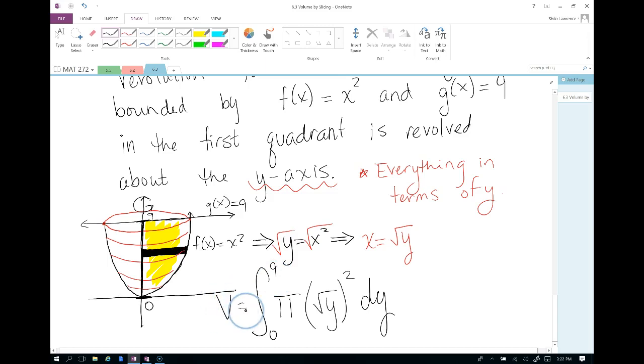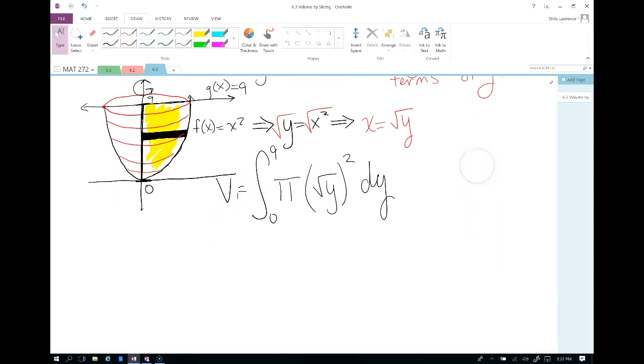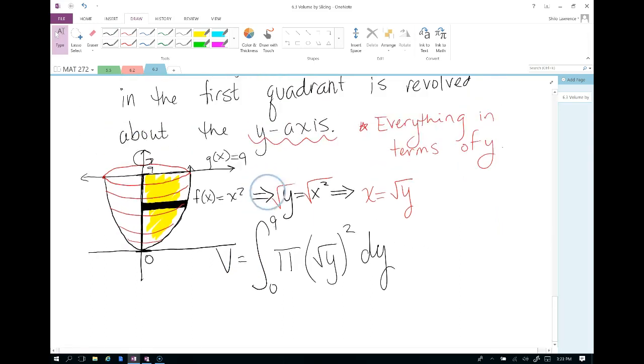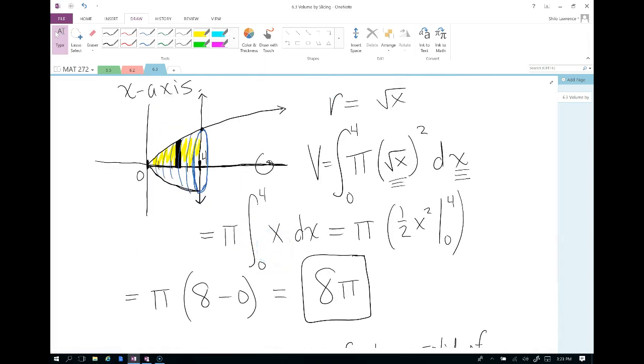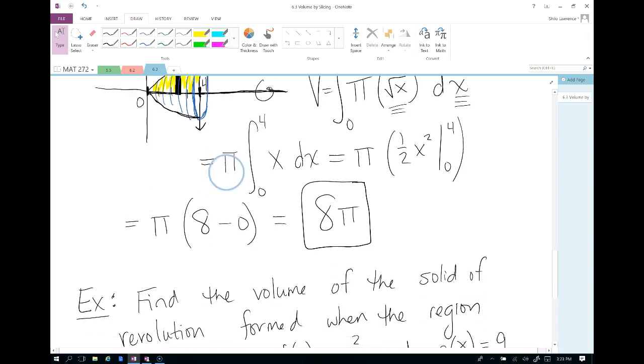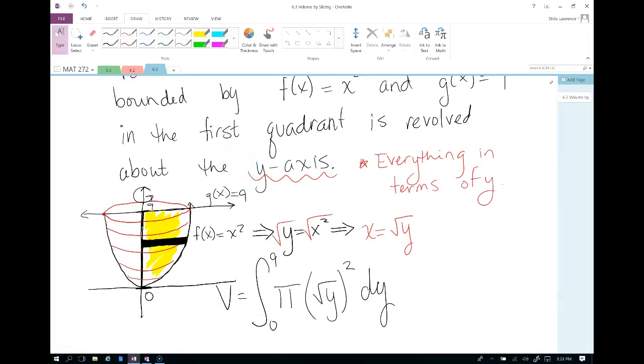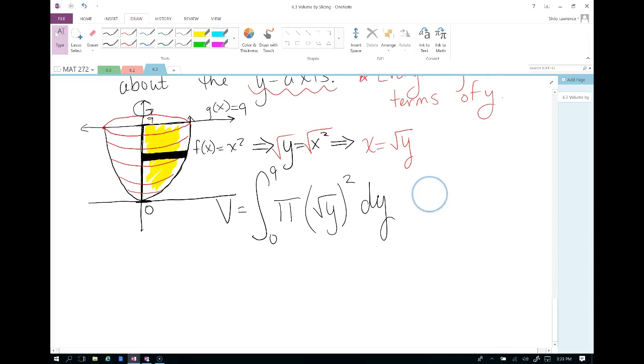And now all we have to do is clean it up a little bit and work out the integral, and we'll have our volume. And notice this volume looks very, very similar to this one, except their orientation is a little bit different. This one's kind of laying on its side, and this one is standing up. And also this one's a little bit bigger because it goes from 0 to 9. The last one just went from 0 to 4.